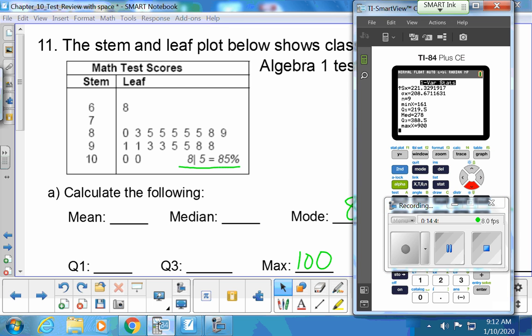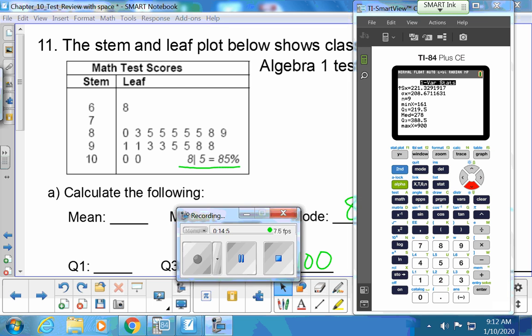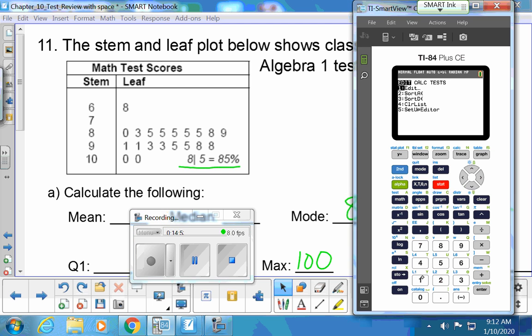So you're going to hit stat, edit. Stat 1 is stat edit. You're going to want to go up and hit clear to get rid of your stuff. And now here's where we're going to start putting our values in. 68. I'll just walk over to it over here. It's right here. We do not put 70 in. 83. 75.